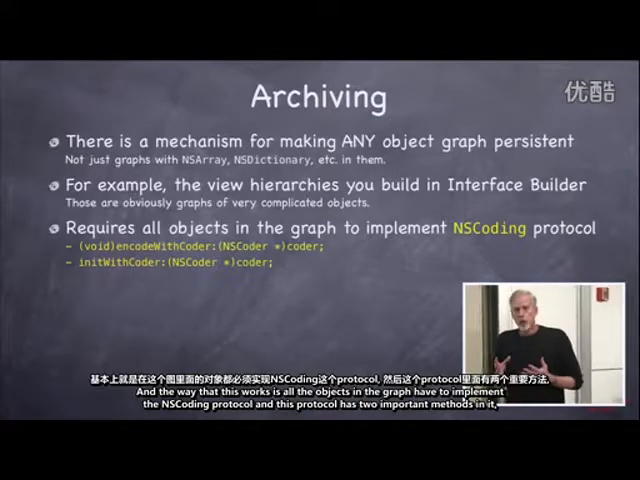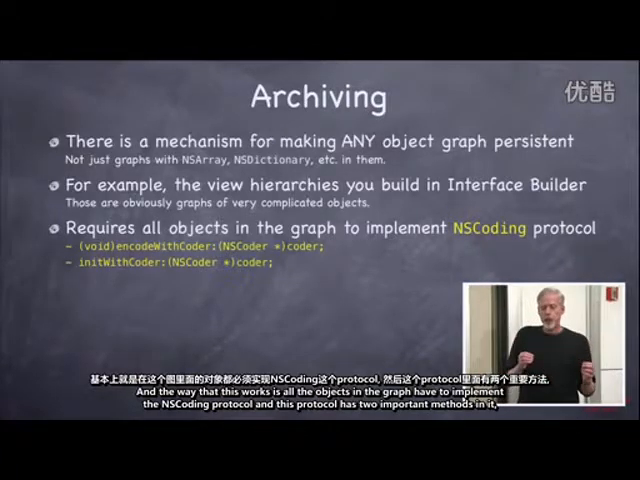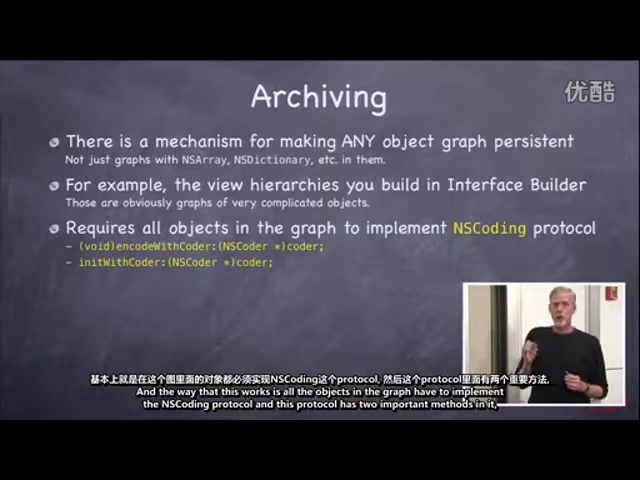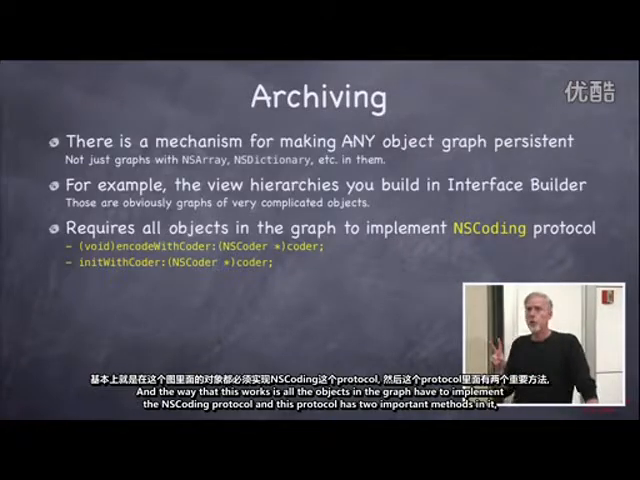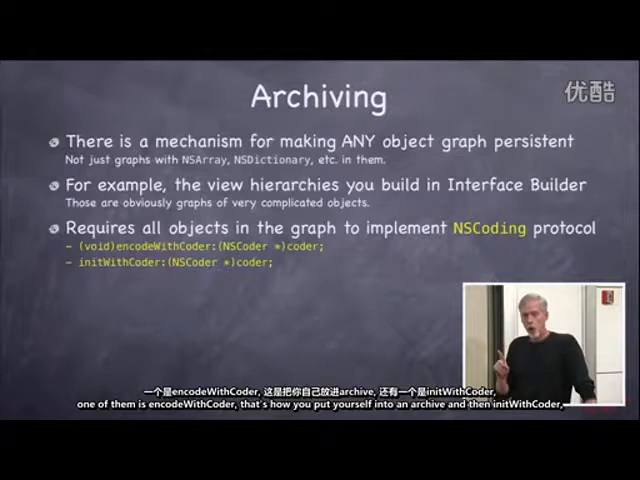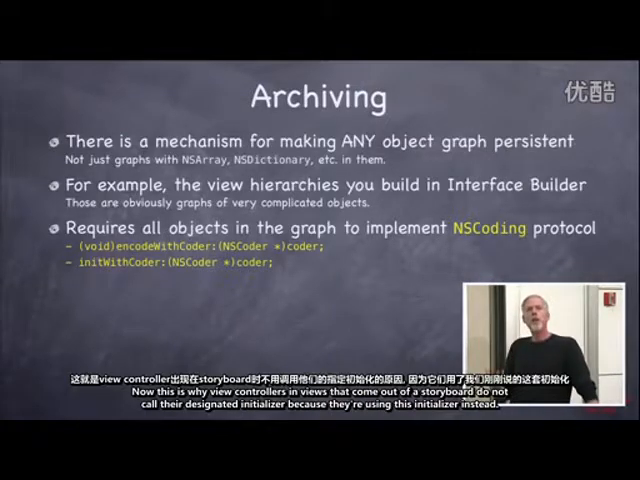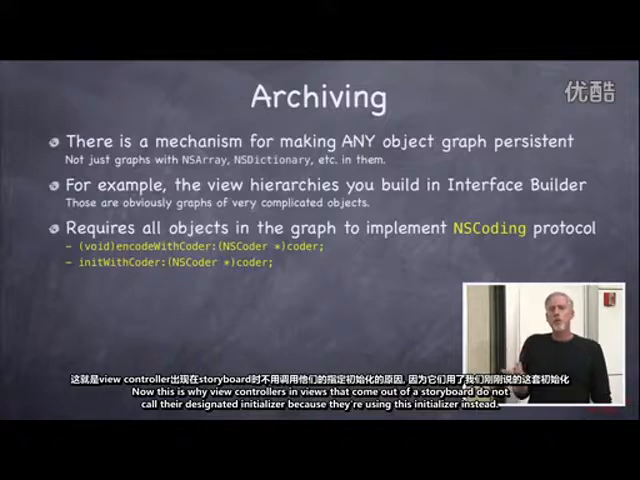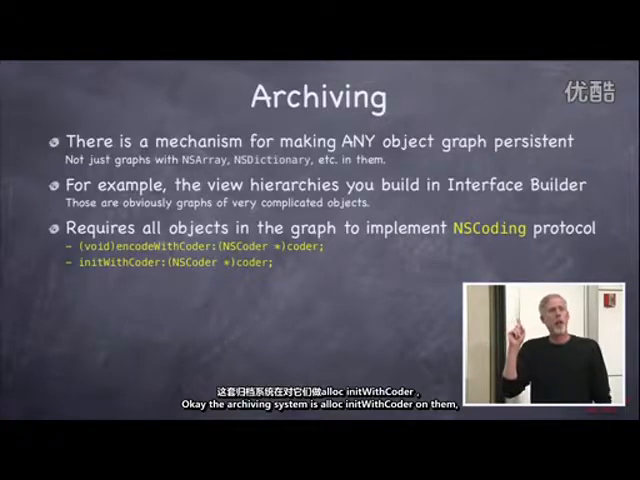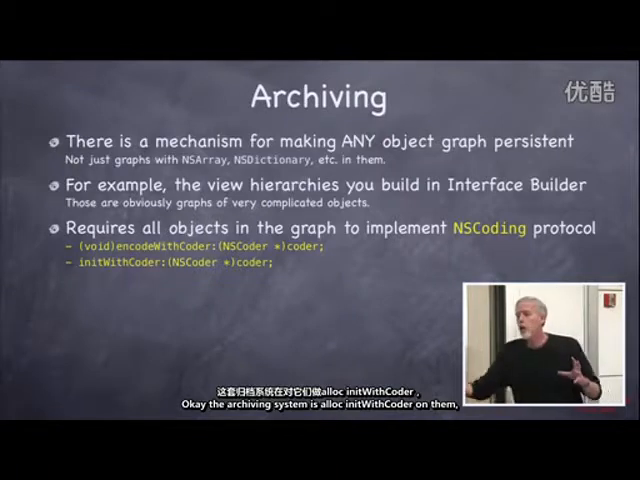The way this works is all the objects in the graph have to implement the NSCoding protocol. This protocol has two important methods in it. One of them is encodeWithCoder. That's how you put yourself into an archive. And then initWithCoder. That's how you come out of an archive. This is why view controllers and views that come out of a storyboard do not call their designated initializer, because they're using this initializer instead. The archiving system does alloc initWithCoder on them.